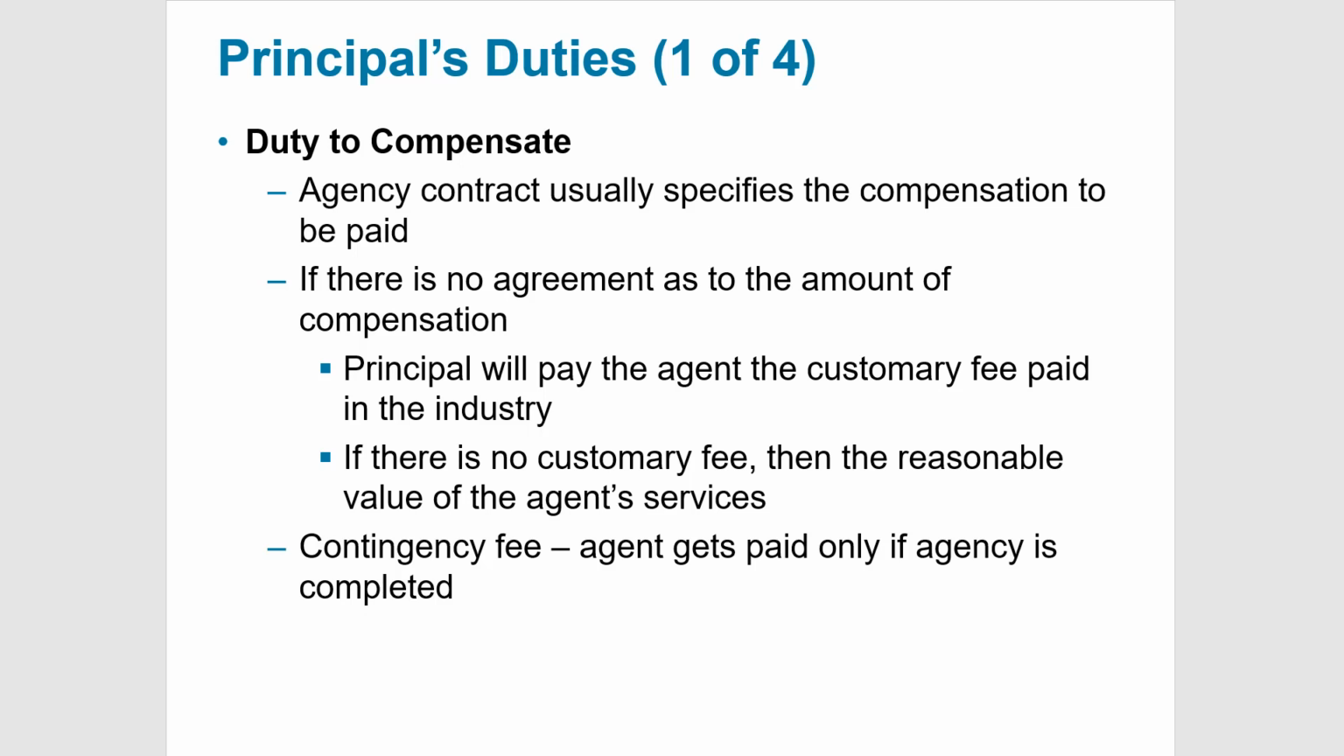There are also relationships where the agent is working on contingency. So the agent only gets paid if the agency is completed or if some certain benchmark is met. So this would be the case if, in a real estate contract, the agent only gets paid if the house sells. I can also, if I've been injured and I hire an attorney on contingency, I only pay the attorney if I win the lawsuit. And if we lose, the lawyer doesn't get paid. And if the house doesn't sell, the real estate agent doesn't get paid. So that's what contingency fee means.